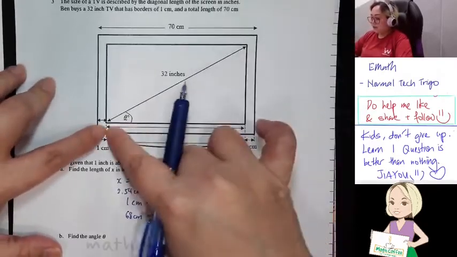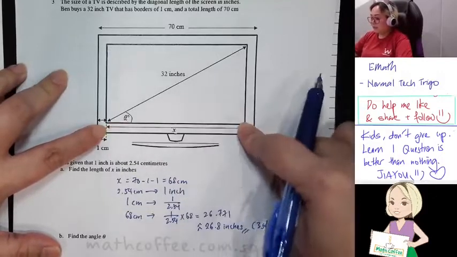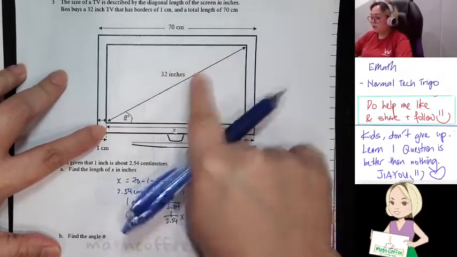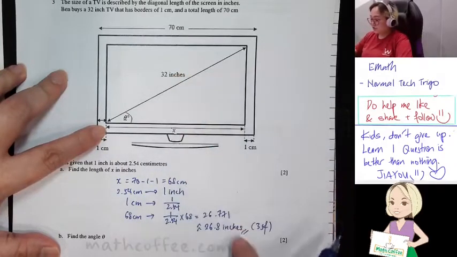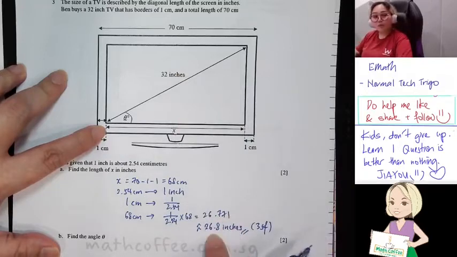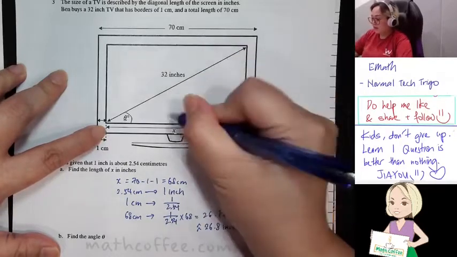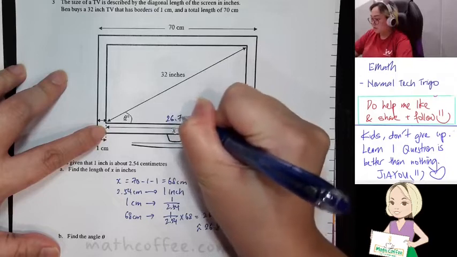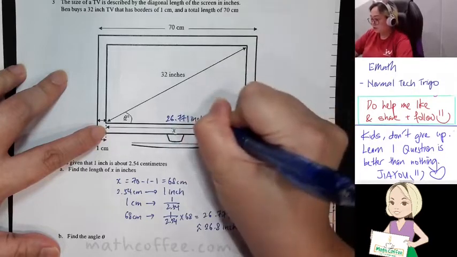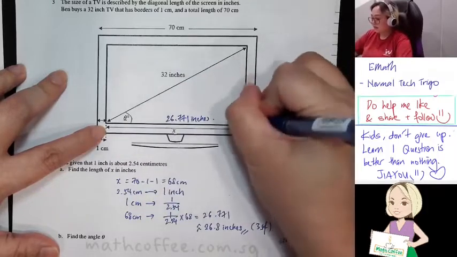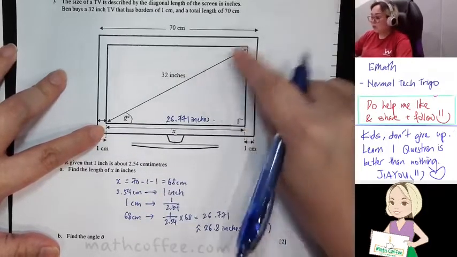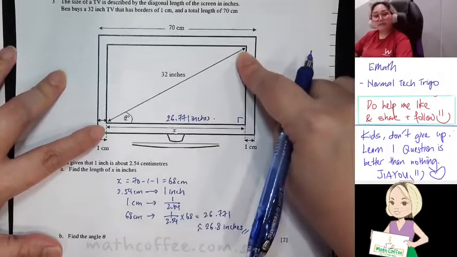Now I have my X already, so I can update the diagram. Because over here this diagonal is given in terms of inches, so for my X, I shall put the inches here. Always put the long numbers, don't put the rounded off one. So my X here is 26.771 inches. And of course, the corner will be a right angle. So now we have a right angle triangle here.